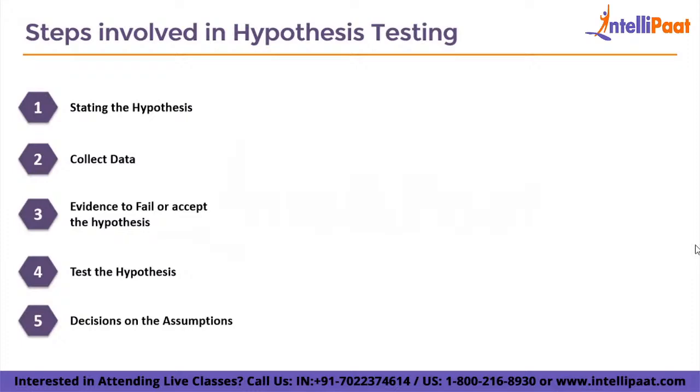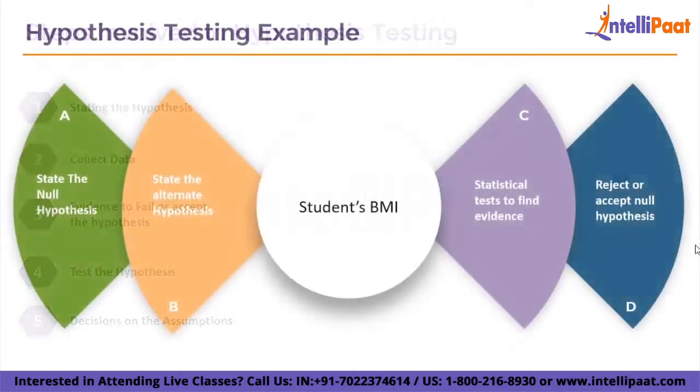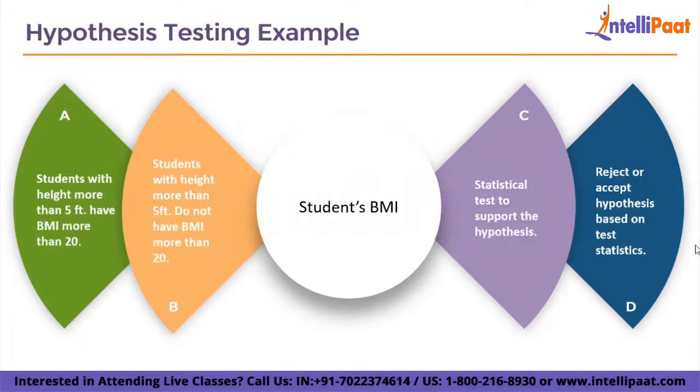After understanding the steps, let's see an example of hypothesis testing. First you have to state the null hypothesis, then state the alternate hypothesis, and after that you have to make sure that the statistical test is done to find enough evidence, and after that you have to decide whether to reject or accept the null hypothesis. Here you can see the example of hypothesis testing: students with height more than 5 feet have BMI more than 20. This is my null hypothesis. So what will be my alternate hypothesis?